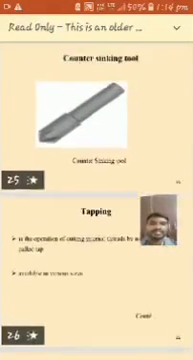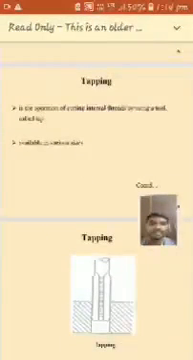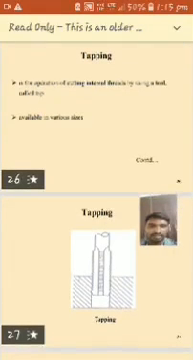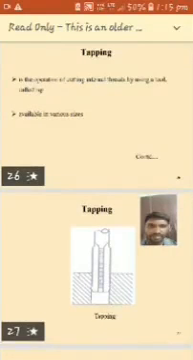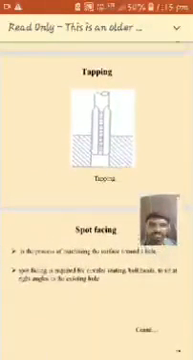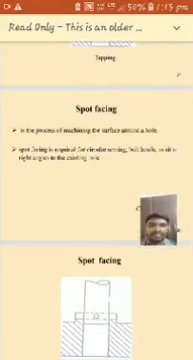And the next one is tapping. This is the most important one. It is an operation of cutting internal threads by using a tool called a tap. It is available in various sizes. Tapping can be performed using a tap and a tap wrench. Here we can see how the cutting operation takes place, that is the tapping operation.